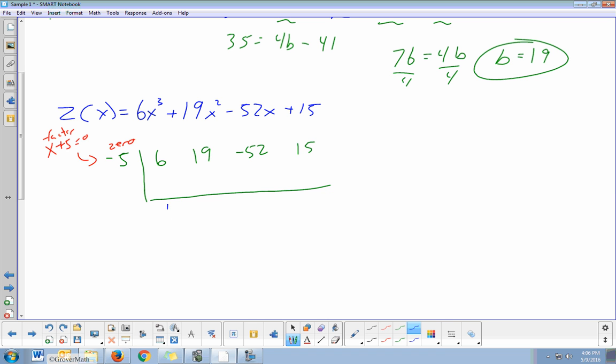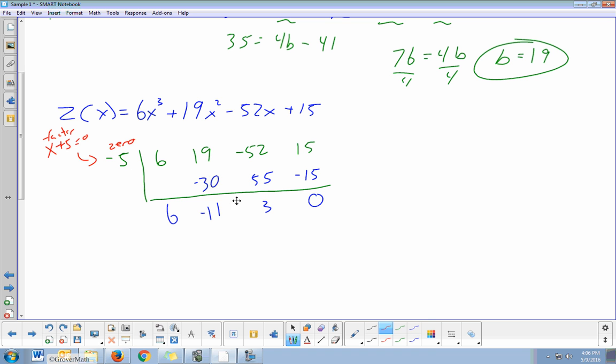So bring down the 6, times -5. Excuse me. And so that would give us -30. And then when I add these together, again, I get -11, times a negative 5 is positive 55. Add these together to get 3, times these together to get negative 15. These add to be 0.